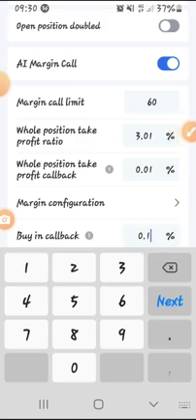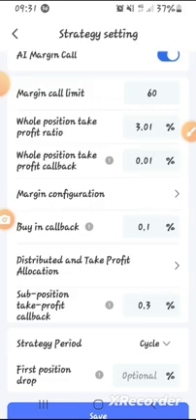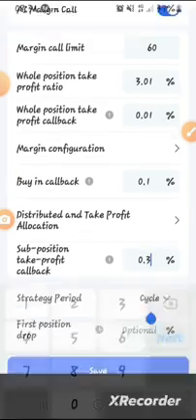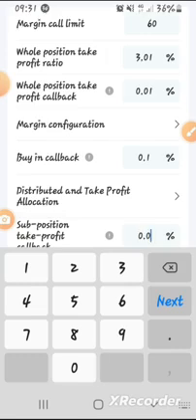So if you put 0.1, and in margin calls, as I'm going to show you in the next step, the market is dipping down, but it has reached that percentage whereby you command the robot that when the market is going down, it should put more money, and it is trying to go up 0.1, then the robot will put the money because there is no possibility of going down. So you can leave that as it is. Then the sub position take profit callback 0.3, you can also come back and put 0.01.